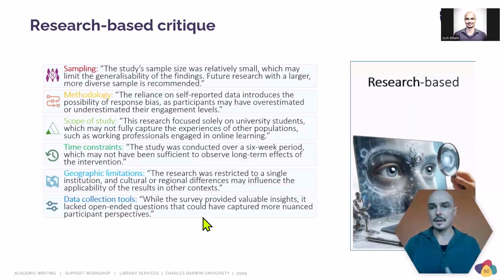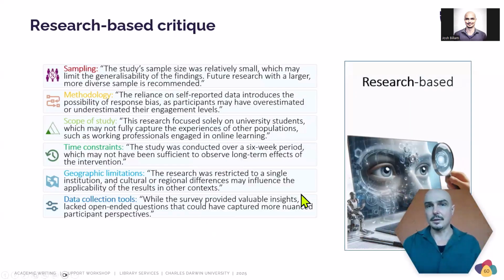Another way that we can critique an article or a study is by the kind of research that they did. So for example, perhaps they used a small sample. Perhaps they used a methodology that was not appropriate. Perhaps they did it too quickly. Perhaps it happened only in one part of the world. Perhaps they used data collection tools which were faulty or critique worthy. So that's the second way that we can come at an article and try to critique it or offer up a limitation for it.